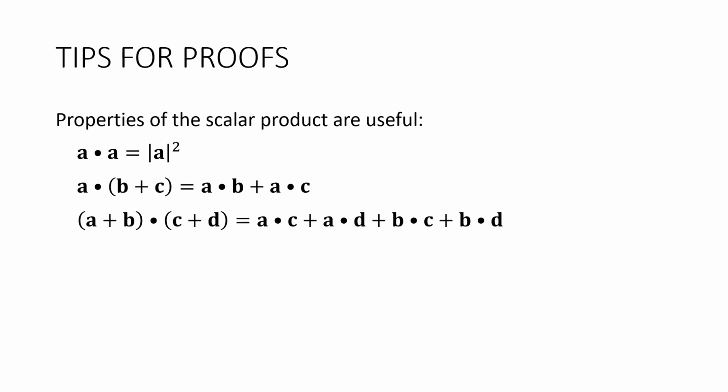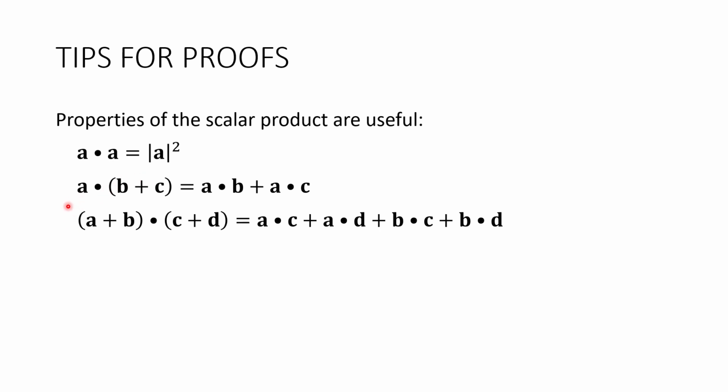Now before we begin, let's look at some tips for proofs. We'll start with the properties of the scalar product, which are really useful. Particularly this first one. This says that when we take the dot product of a vector with itself, that's equal to the magnitude of the vector squared. We use this all the time. But these two are also important.